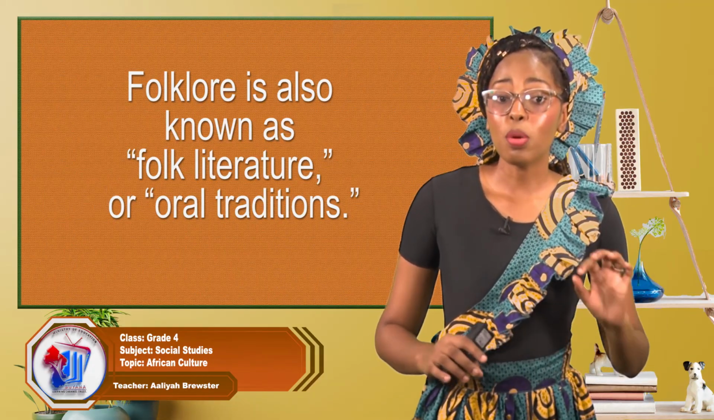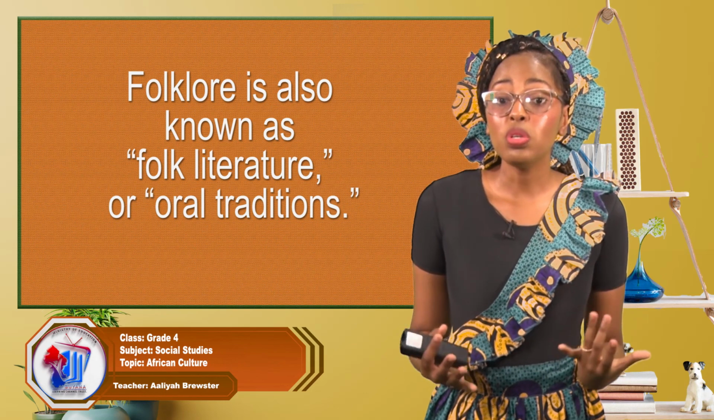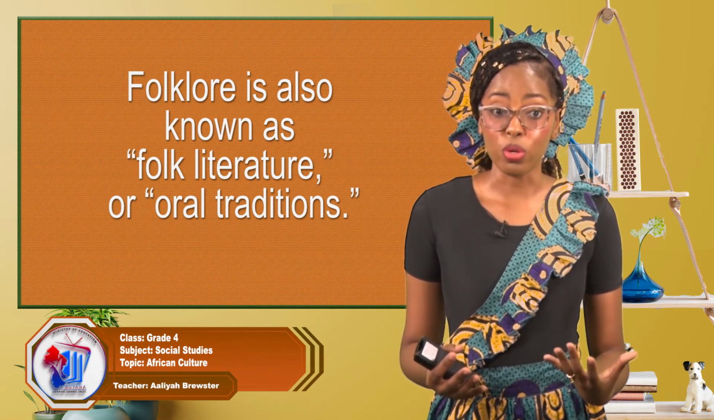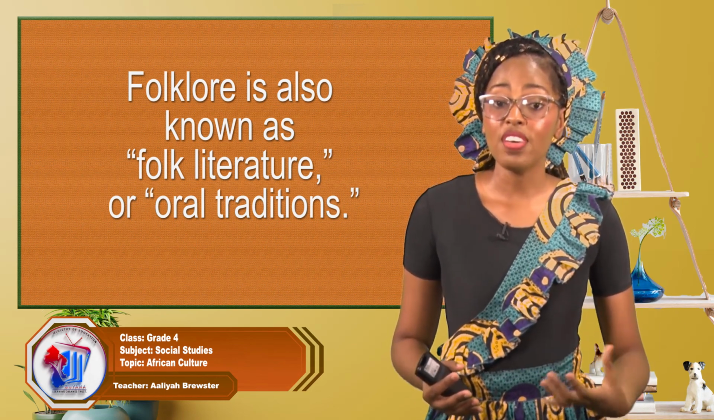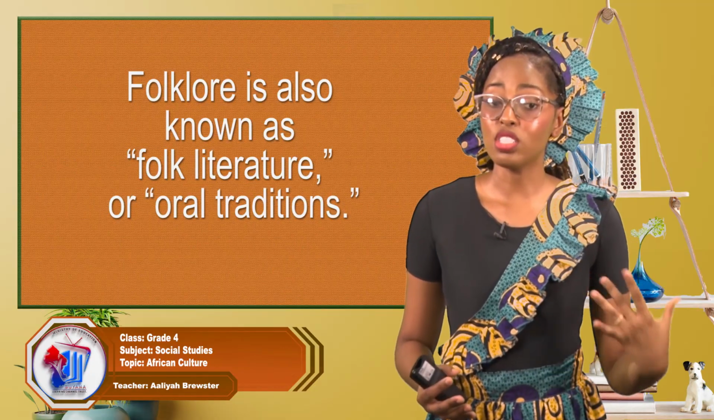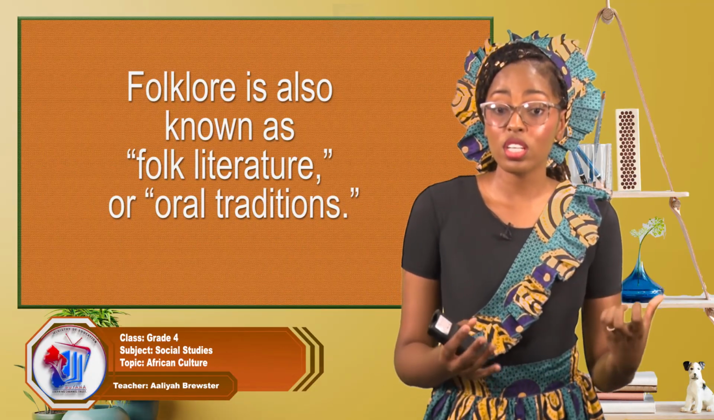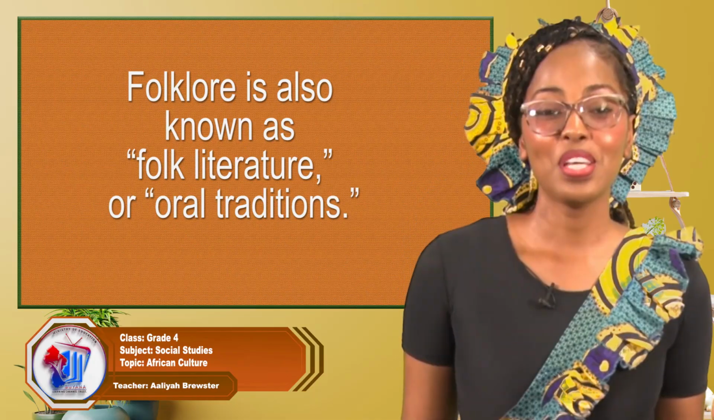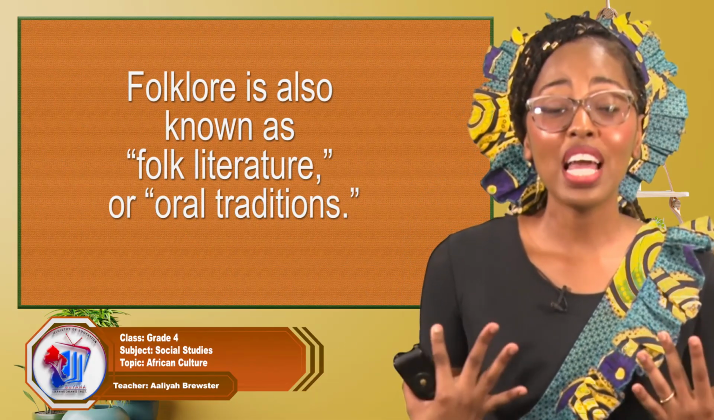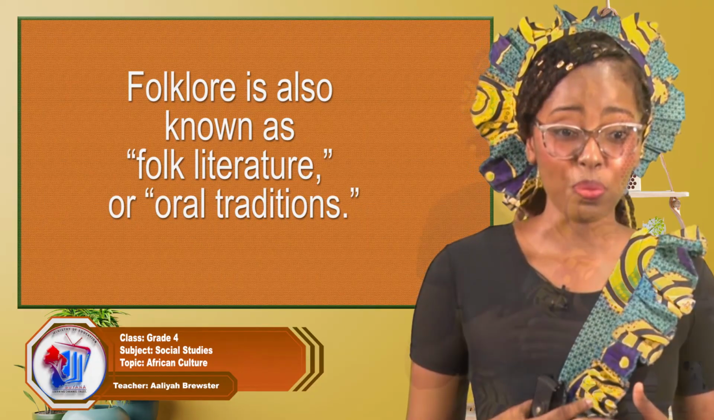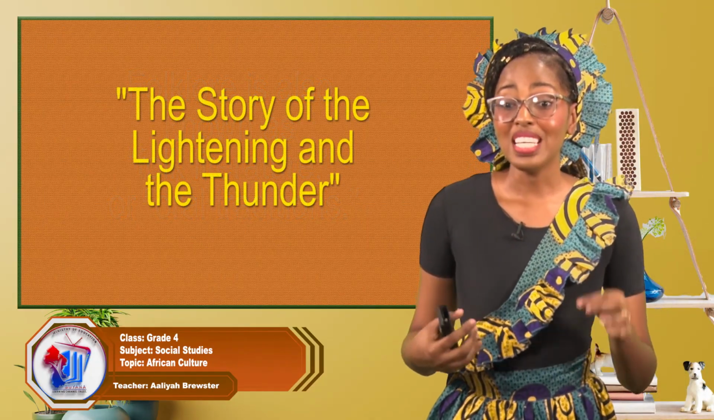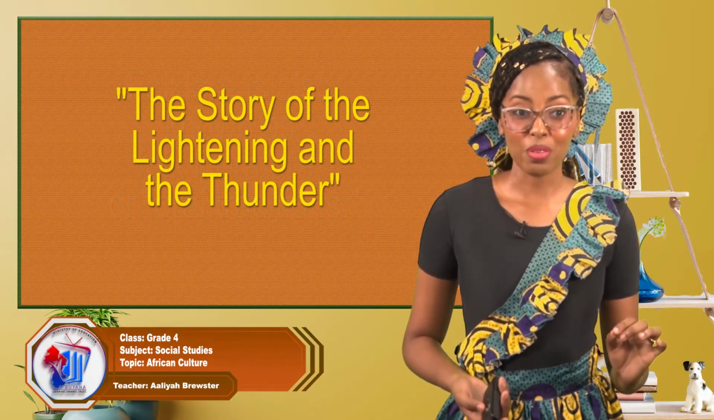The people from Africa included unique characteristics in their folklore, showing their way of life and the animals and the plants that surrounded them. African stories sometimes include trickster animals and spirits. Before we go, I would like to read a folklore story for you. The name of this story is The Lightning and the Thunder.